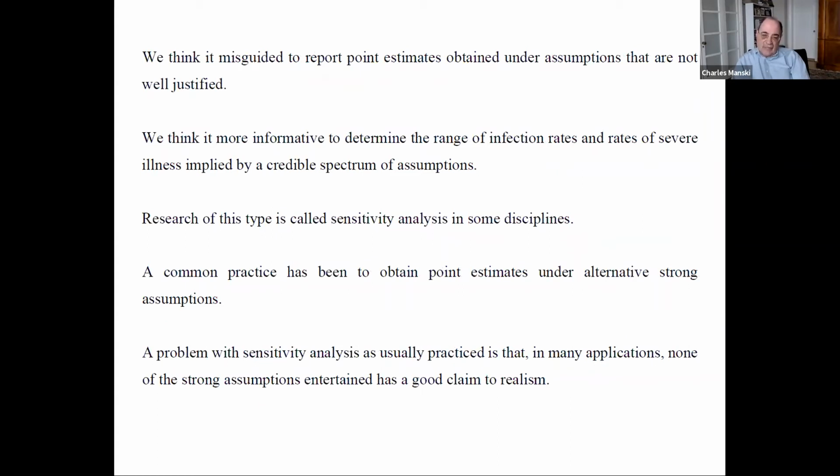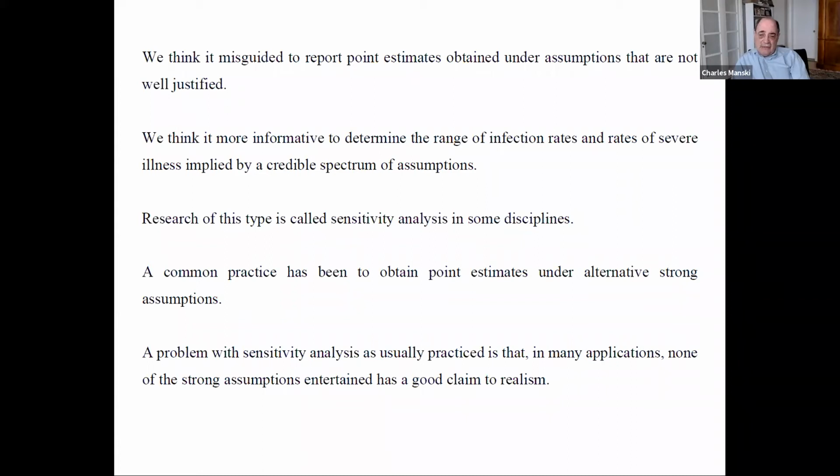This goes way back for work that Francesca and I do. This kind of work I've been doing for 30 years, and Francesca's been doing for 20 years at this point. We think it misguided to report point estimates obtained under assumptions that are not well justified. We think it's more informative to determine the range of infection rates and the range of rates of severe illness that are implied by a credible spectrum of assumptions.